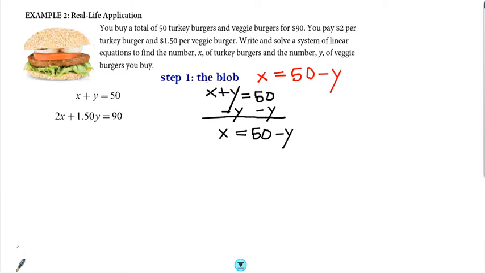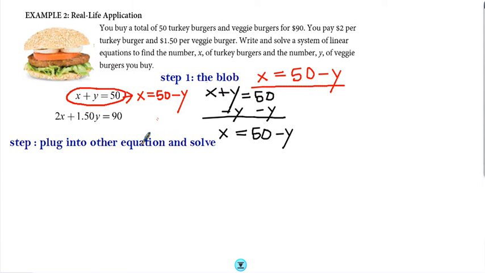Now, step 2. If you look at your notes, it says substitute the blob, which we found as x equals, into the second equation, then solve. So our second equation is 2x plus 1.50y equals 90.